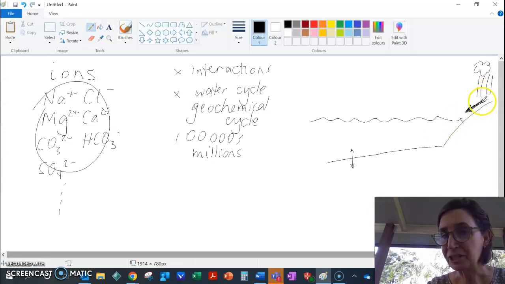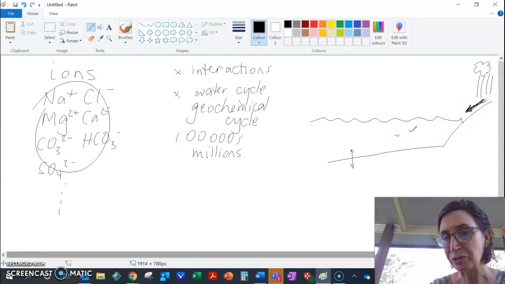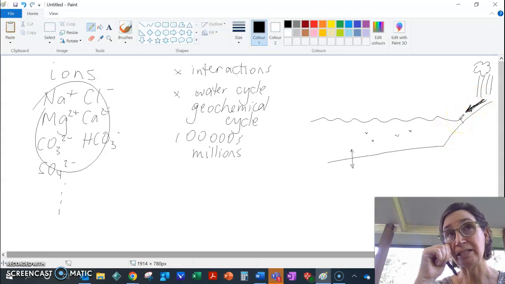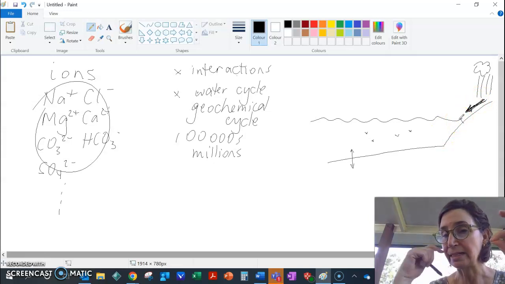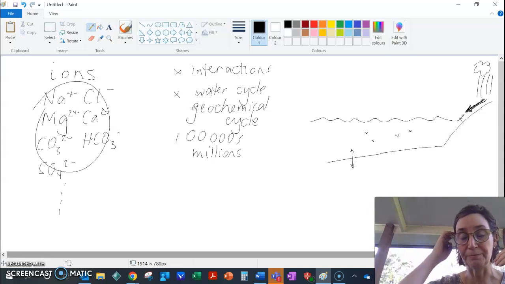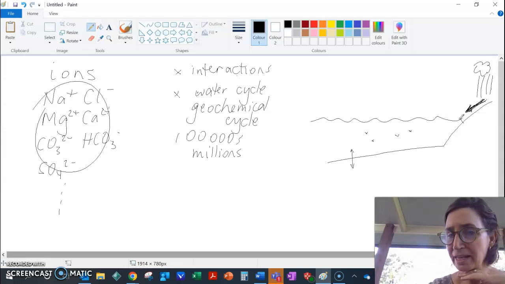So each time it rains, a tiny amount of these ions is dissolved in that water and gets added to the ions in the ocean. It is a tiny amount, but every time it rains, and this process happens over millions of years, a tiny amount is added each time. But why then does it accumulate?